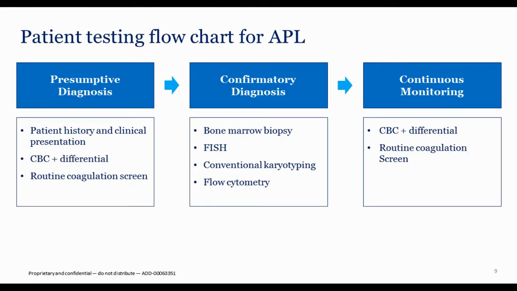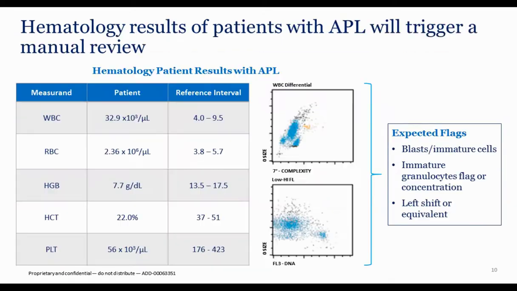Later, blood will be sent on these patients for confirmatory diagnosis, and this would include a bone marrow biopsy, fluorescent in situ hybridization, conventional karyotyping, as well as flow cytometry. And then once these patients are treated, we can continuously monitor these patients using the CBC and differential along with routine coagulation screening.